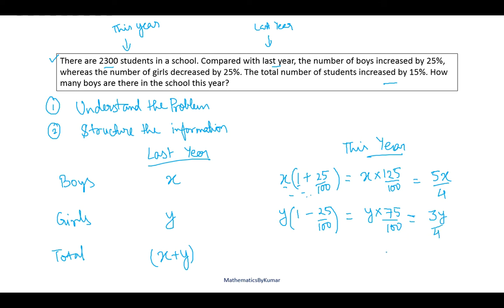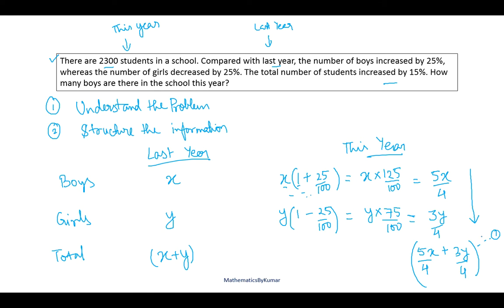Okay, now the point is I have to calculate the total number of students for this year. Now there are two ways I can approach that. One way is I can just add the number of boys and the number of girls. So this will be nothing but 5x by 4 plus 3y by 4. This is one way of solving it.